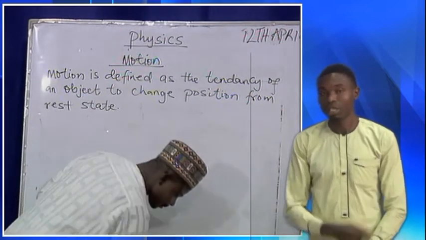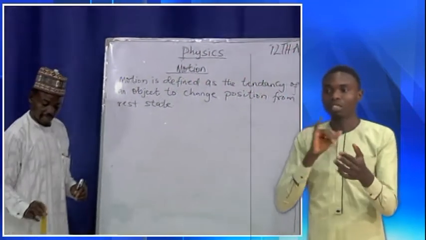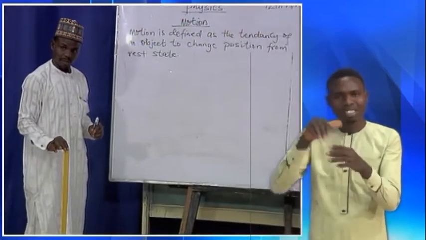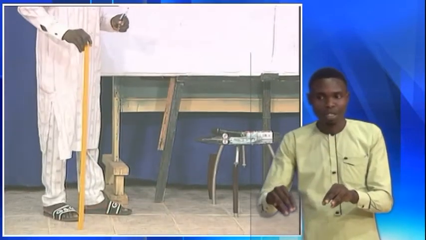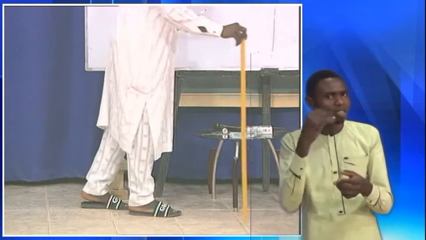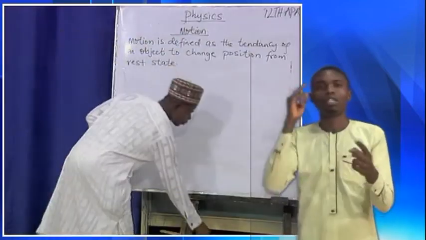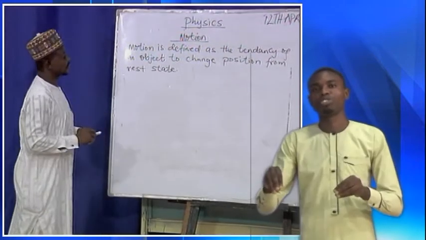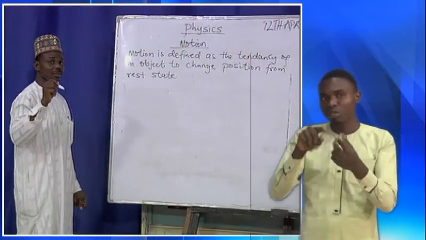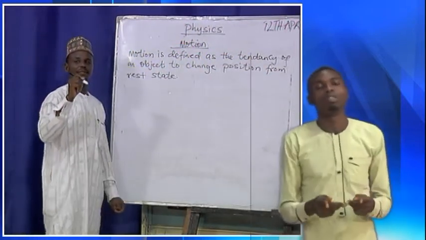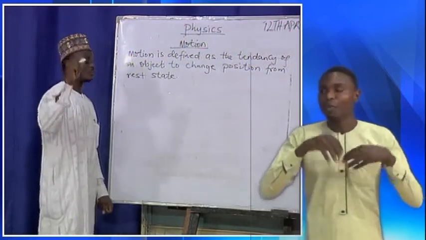Look at it. This is an object. Here it is in rest state. So if this object is changing position, what am I using? I'm using force, pushing force to move this object. And this is motion. So motion is the tendency of an object to change position from rest state. And remember, children at home, you cannot have motion without force. Force is the cause of motion.